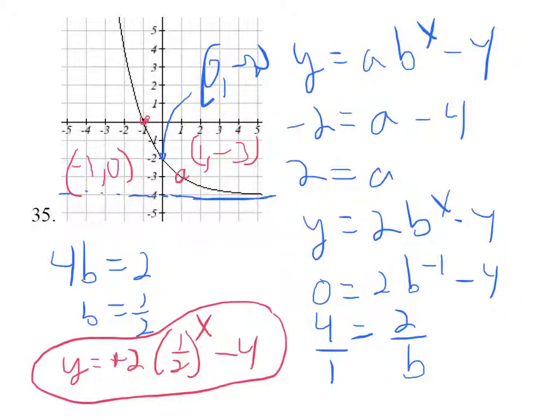I mean, I could do this a couple ways. I haven't used this (1, -3) point. Let's see, is -3 equal to 2 times 1/2 minus 4? That was 1/2 to the 1, right? So 2 times 1/2 is 1. Minus 4 is negative 3, and that does check. So that looks like that's the right function.